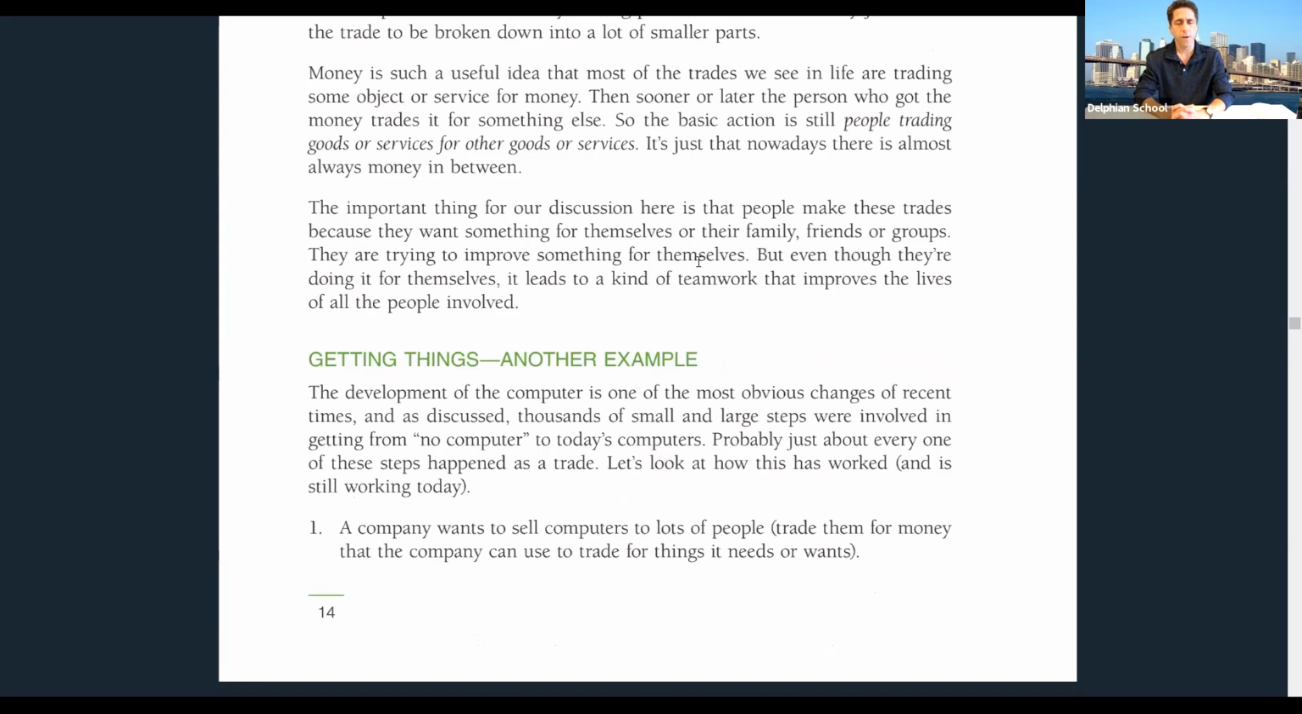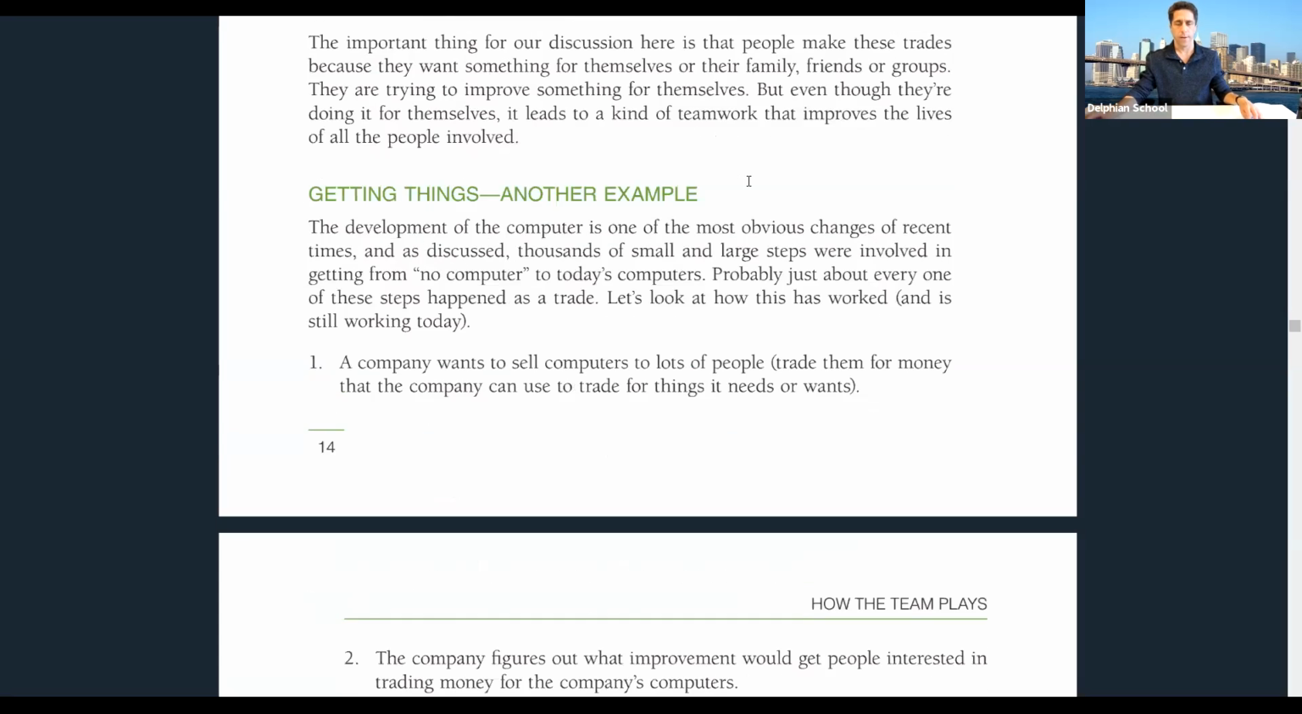The important thing for our discussion here is that people make these trades because they want something for themselves or their family, friends, or groups. They are trying to improve something for themselves. But even though they're doing it for themselves, it leads to a kind of teamwork that improves the lives of all the people involved.